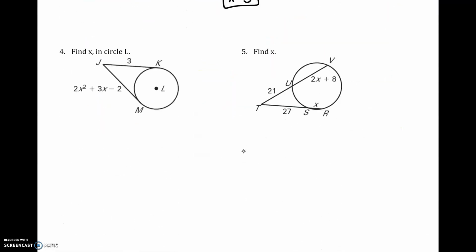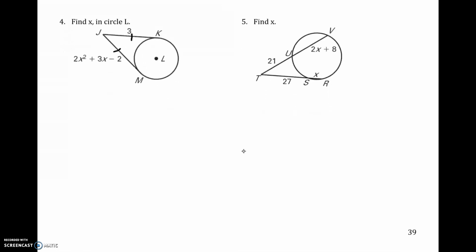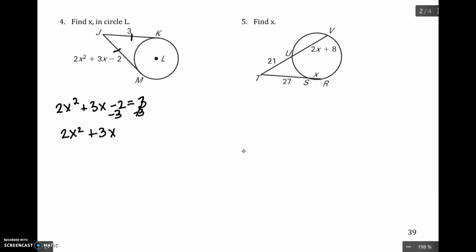Okay, for number 4, these are both tangents, so we are going to set them equal to one another. And this one, if you can see, has x squared and a regular x. This is going to end up quadratic. So in order to solve a quadratic equation, we need to get it equal to 0. So 2x squared plus 3x minus 5 equals 0.